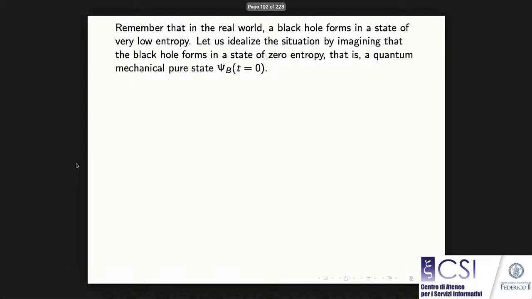By the way, if you wonder why I want to start it in a pure state, it's true that starting the black hole in a low entropy state would not change much in what I want to say, but to prove that, we would need to talk about certain entropy inequalities that I haven't introduced today. So to avoid the need for that, I will idealize the situation by imagining the black hole starts in a pure state.